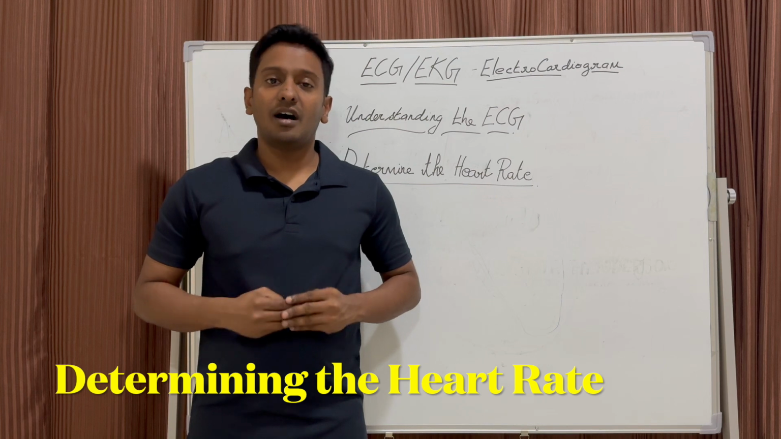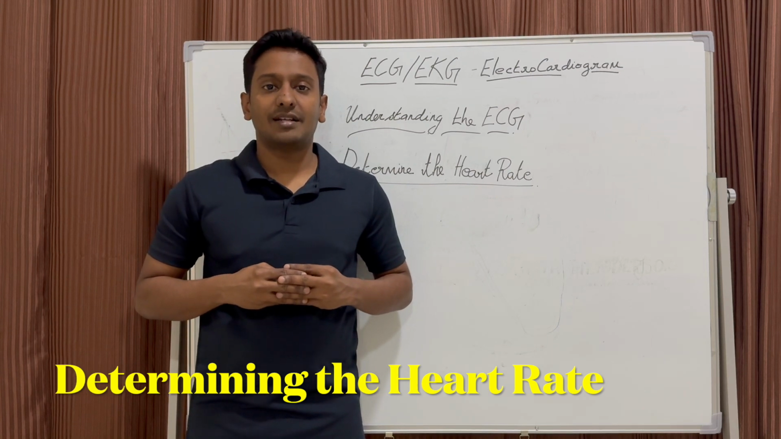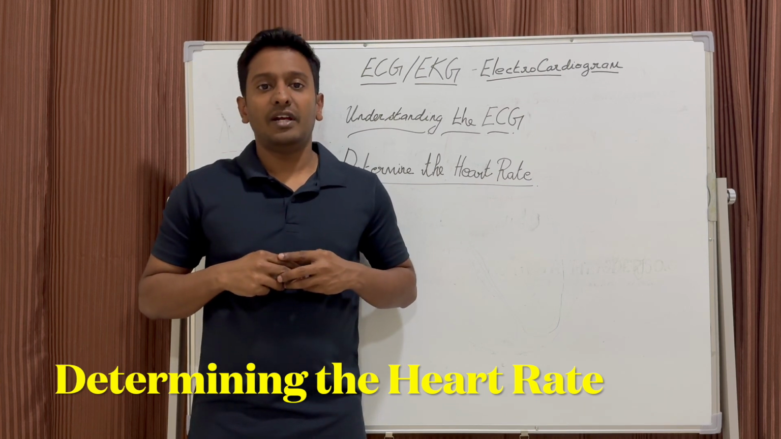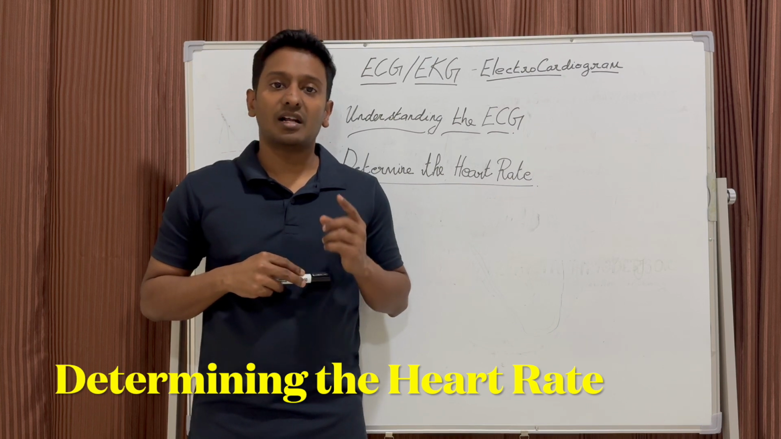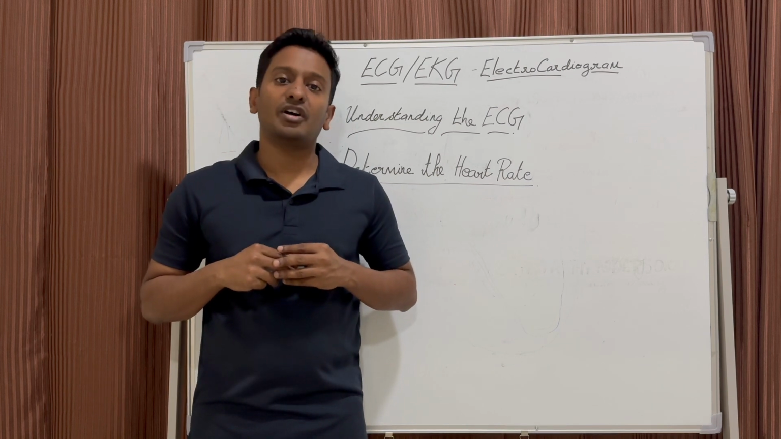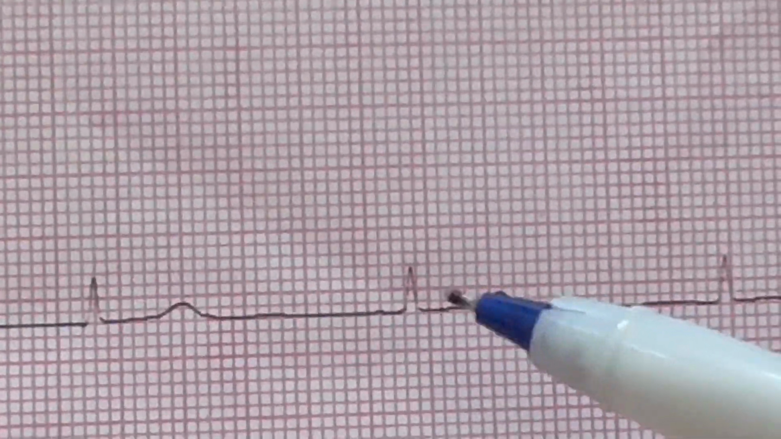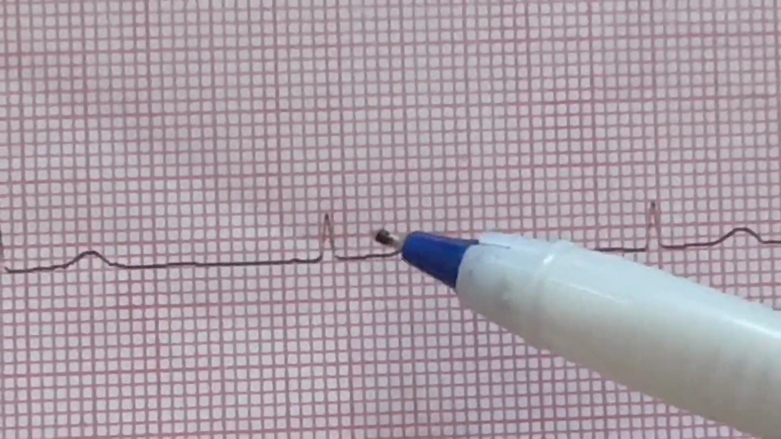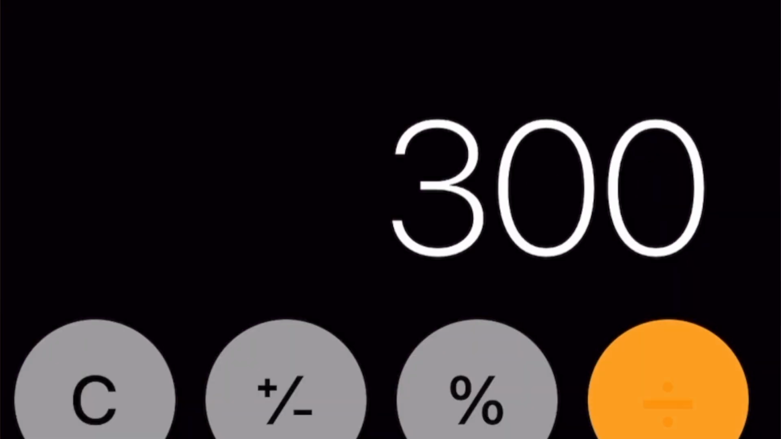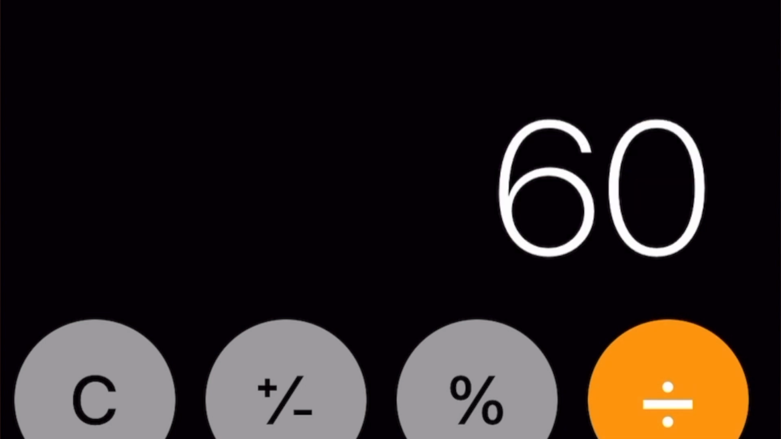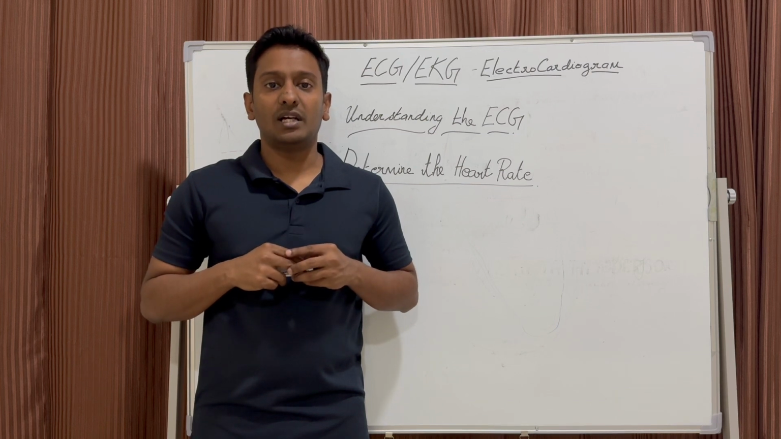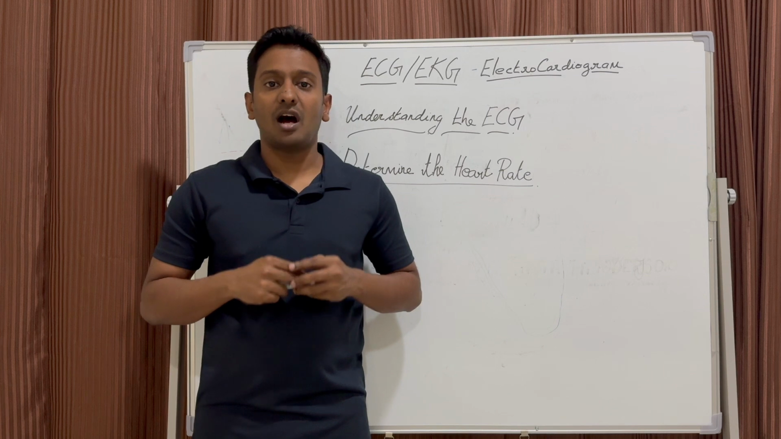Next is determining the heart rate. For that, we have to understand whether the rhythm is regular or irregular. If it is regular, we have to count the boxes in between the RR interval. Take the count in one RR interval and divide it into 300. For example, we have an ECG. Let's see, we have 1, 2, 3, 4, 5 boxes. So 300 divided by 5, that is 60. See, it's around 58 beats per minute. So this is one of the methods we can use during a regular rhythm to find out the heart rate.